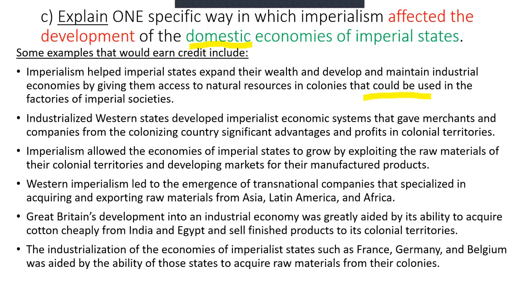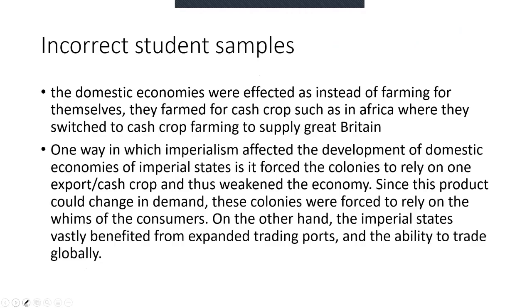Now, this is a really good one here. I've got India and Egypt. I've got cotton cheaply. This is a development that goes on throughout the Industrial Revolution. It just doesn't say that imperialism helped cause it. It is making a solid argument that the economy was aided by access to these raw materials, and then goes on to say, and sell those to colonial territories. Again, with this one, the industrialization of economies of imperial states, France, Germany, Belgium, was aided by the ability of those states to acquire raw materials from their colonies. You can see repeats here from the College Board with these. It's kind of interesting. I'm sure there are other correct answers out there.